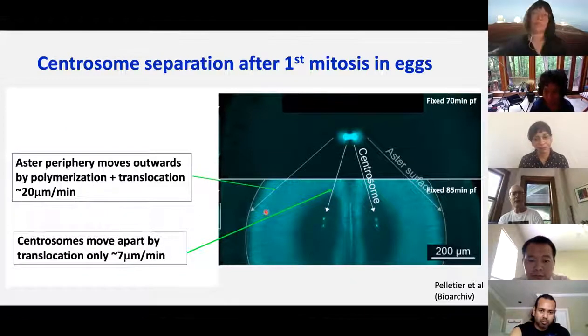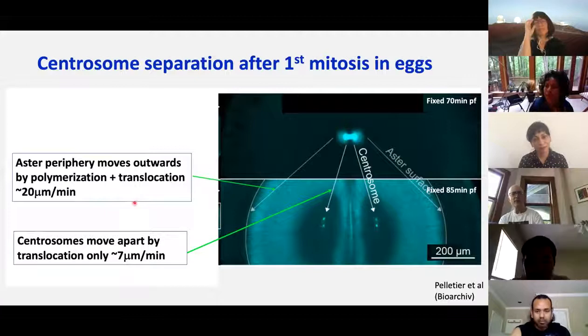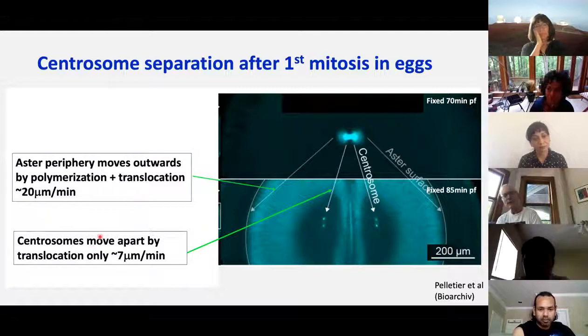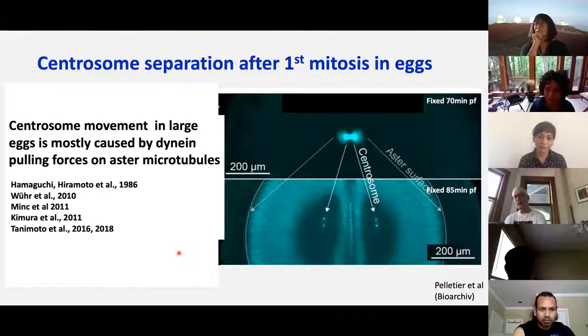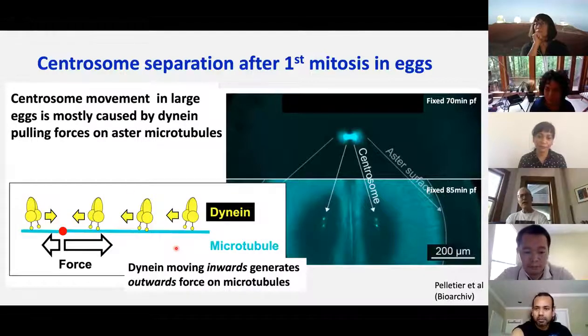But the aster periphery here, so this movement outwards of the periphery, is a combination of polymerization and translocation. It goes about 20 microns a minute, whereas the centrosomes, it's translocation only, and it's about a third of that rate. And we're particularly interested right now in this process. And what we know through a lot of work by a number of labs, including ours, but not majorly ours, this is Martin Wurz's PhD work in 2010, is that the movement of centrosomes is mostly caused by the dynein motor pulling on microtubules.